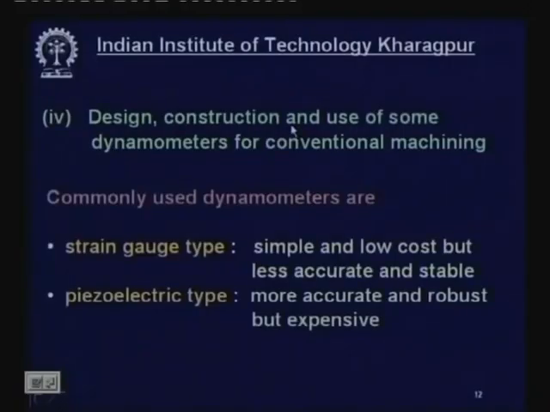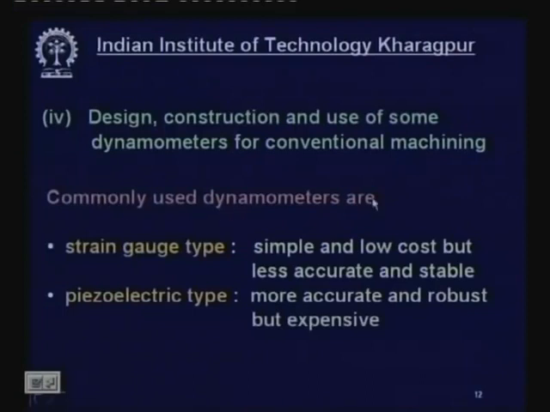Now we shall discuss the design, construction and use of some dynamometers for conventional machining. As I told you, you can purchase some sophisticated dynamometers like the piezoelectric crystal type 3D dynamometer manufactured by Kistler company of Switzerland. These are very, very expensive. One 3D turning dynamometer may cost around 12 to 20 lakhs. So this is too much. So for that purpose, a strain gauge type dynamometer or other kind of dynamometer can be manufactured and used. I shall discuss some of them.